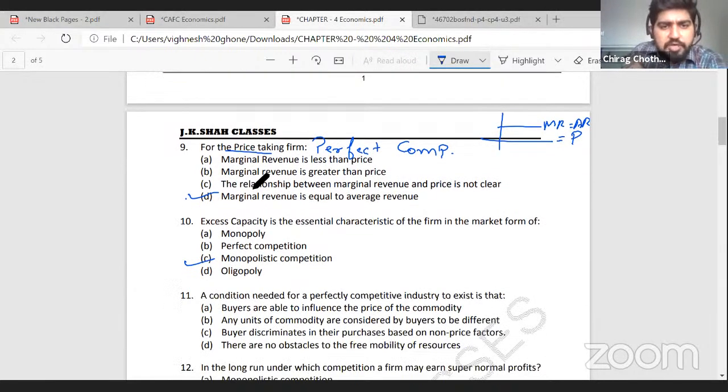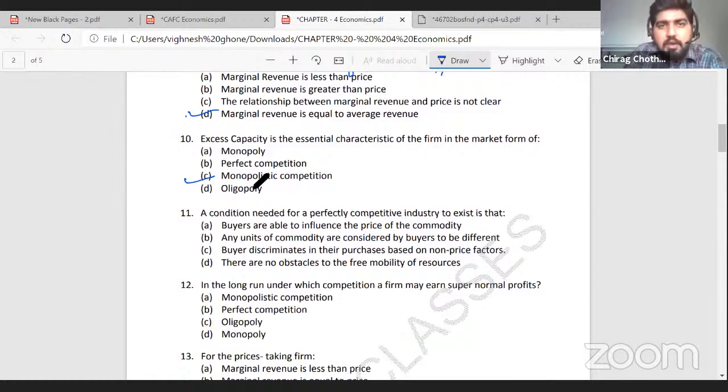All right, students. So question number 11. Okay, friends. A condition needed for a perfectly competitive industry to exist is that. Now, in case of perfect competition, what are the conditions that we need to discuss one by one? First one, buyers are able to influence the price of the commodity. Well, buyers do not influence the price of the commodity, do you agree to this? Yeah. Why? Because they are the price takers. So this one is automatically eradicated.